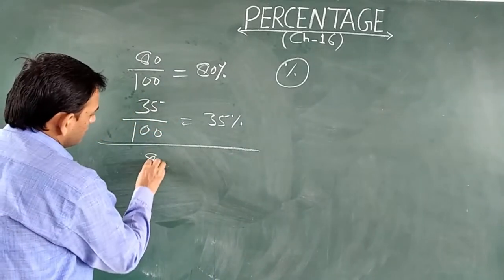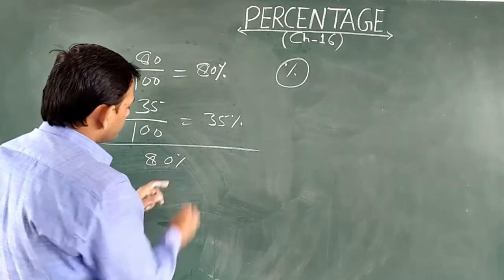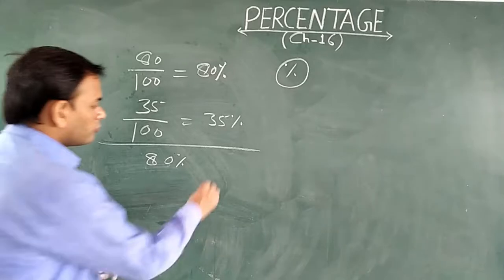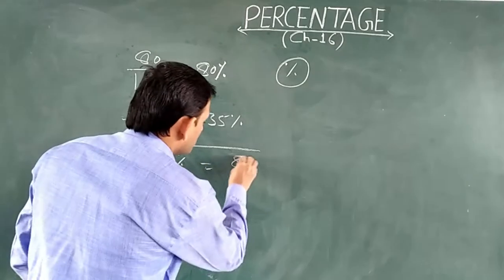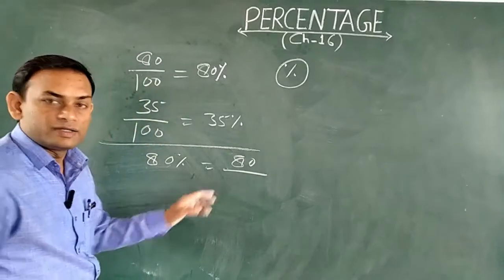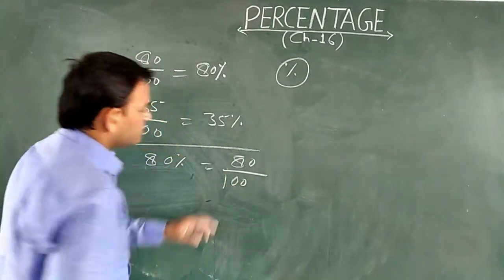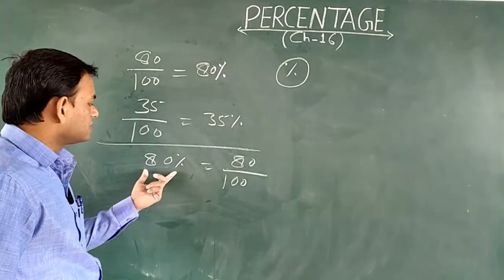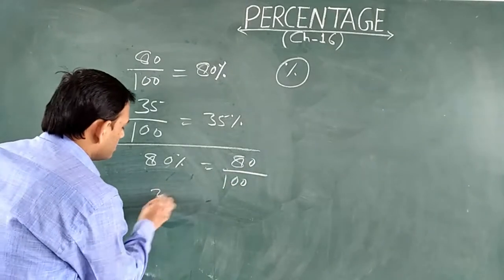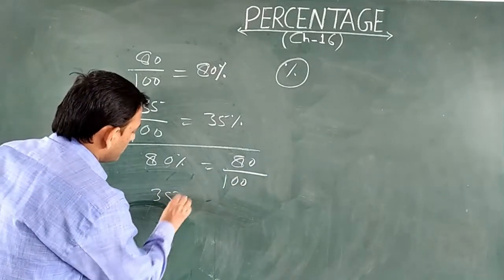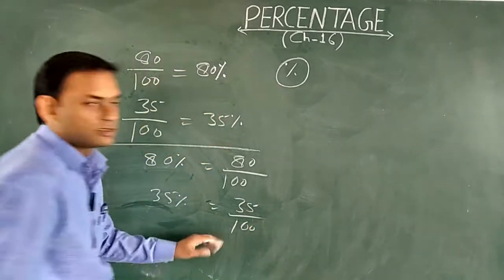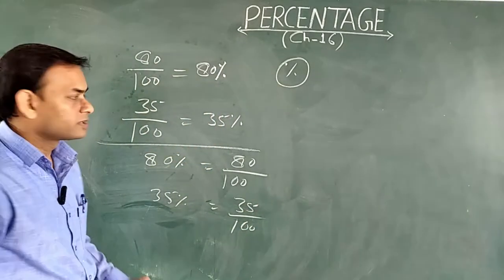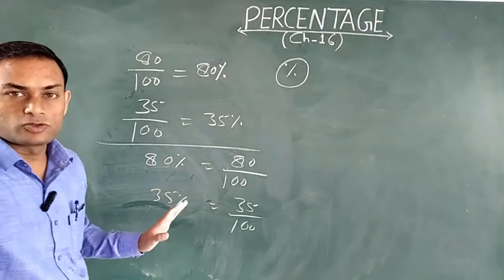If 80% is given like this, what will you do? You will remove the percentage sign and write 100 as a denominator. Means 80 upon 100. You can write it like this. Same here, 35% is given, so you can write 35 upon 100 like this. Got it? So these are some things which I told you.